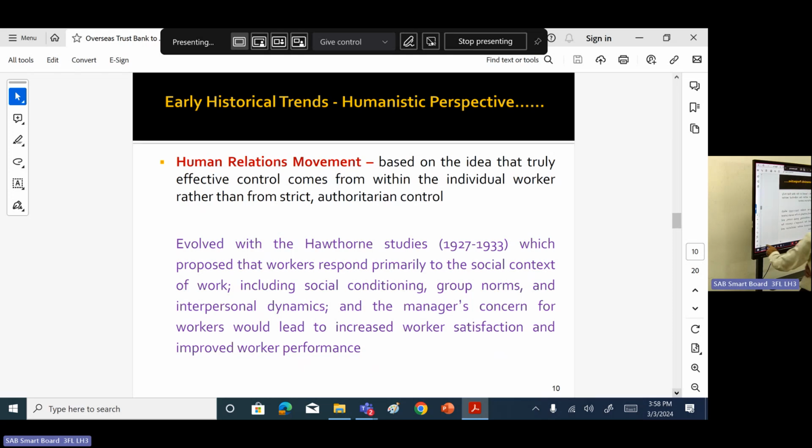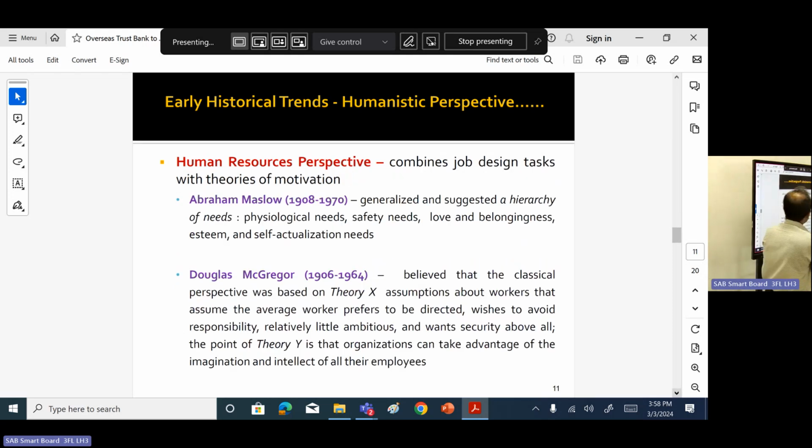Right. The next contribution is the human resource perspective, where the theories of motivation should be used to design the tasks and duties of a job. There are many other motivation theories, but I have selected these two here. The first, the pioneer's basic motivation theory, is the five needs theory introduced by Abraham Maslow, an American psychologist. Then Douglas McGregor was also a psychologist. He introduced the XY theory.